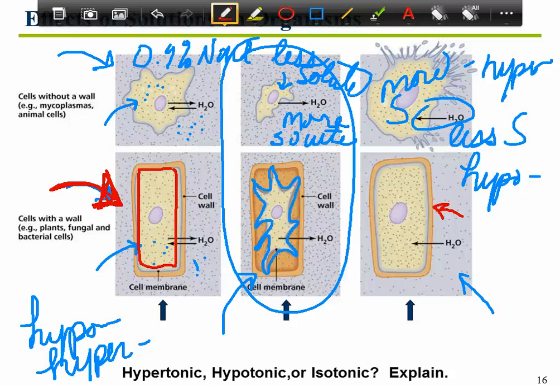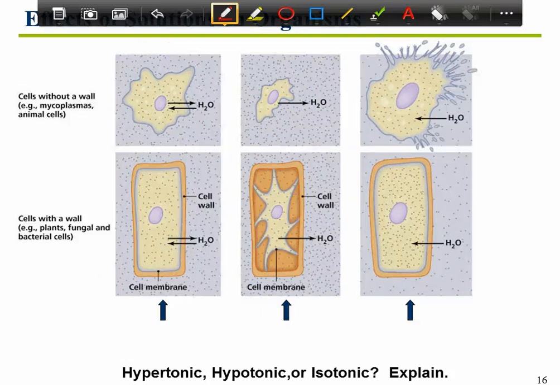So look down here, let me erase all that, at the bottom. You should be able to tell which of these scenarios represents an outside solution that is hypertonic, hypotonic, or isotonic. On the far left, the two cells with a wall, like bacteria or plant, and without a wall, like animal cells, are in isotonic solutions. The ones on the right are in a hypotonic solution, and the ones in the middle are in a hypertonic solution.